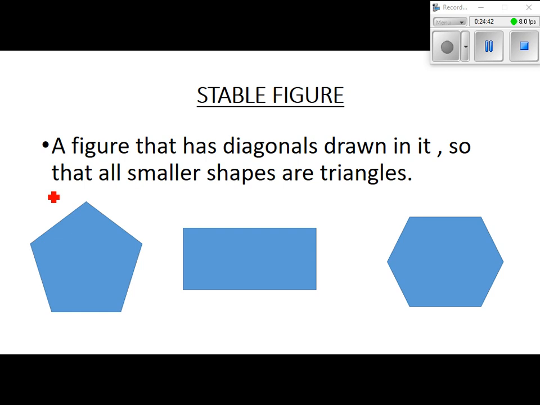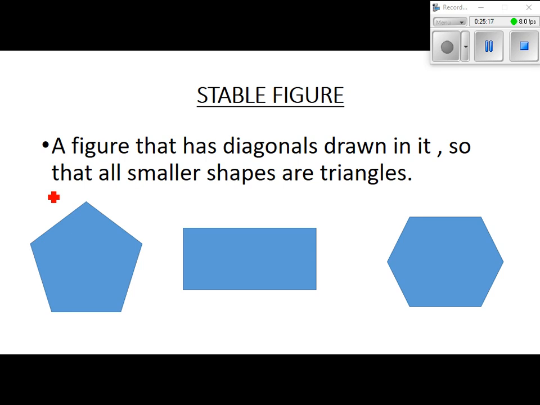I hate awkward silence. Next one, a stable figure. To make a figure a stable figure, and this doesn't really have anything to do with the other stuff, it's just thrown in here. To make something a stable figure, you draw in the diagonals so that the only shapes that you have in your picture are all triangles. So if you're building something, if you're an architect or just building anything, to make it stable, you want triangles.